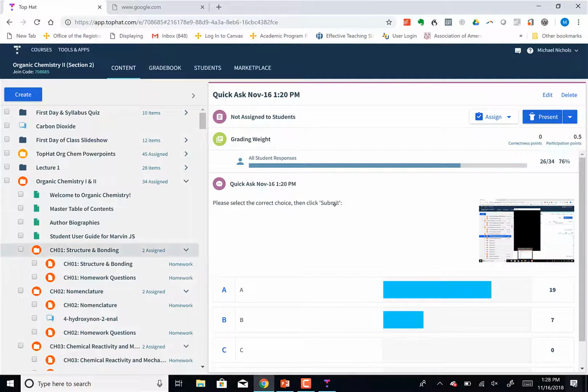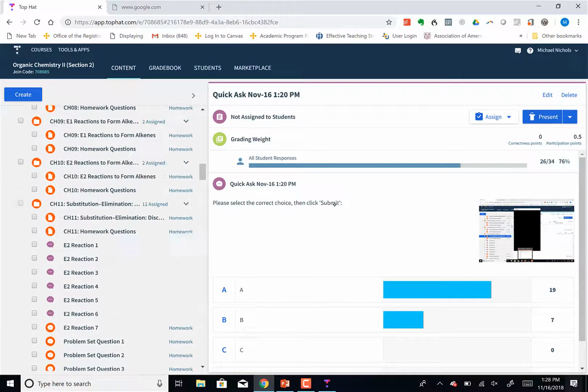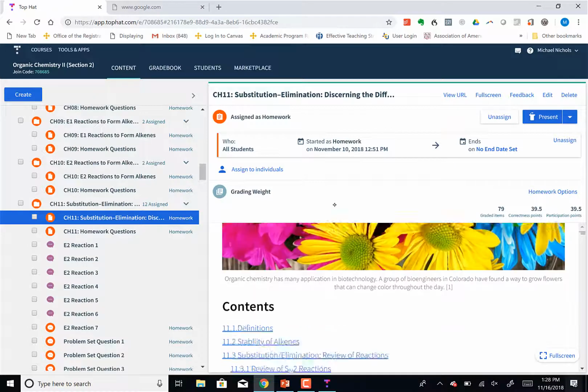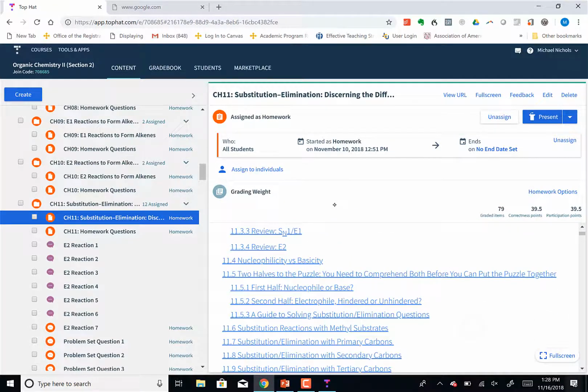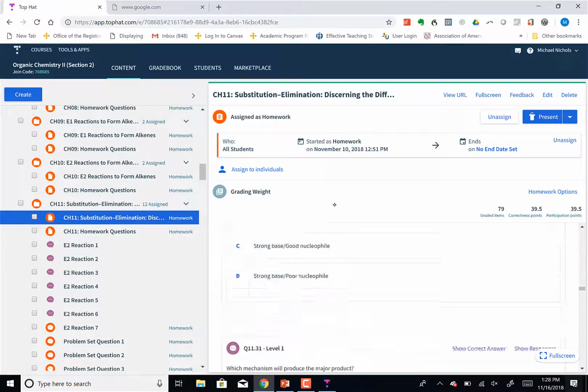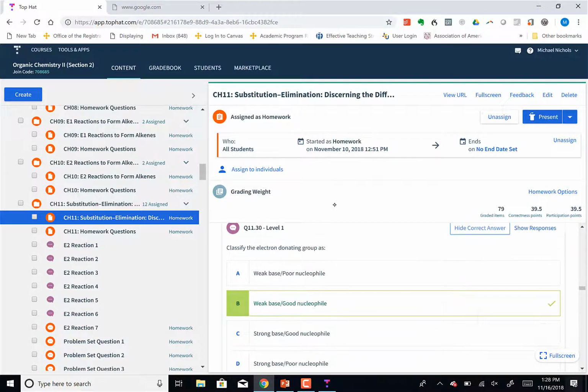Where were we? We were at chapter 10, right? 11. Oh, so we're ahead. So everybody should get this one right by next week. Okay, show the correct answer, but I'm losing points.